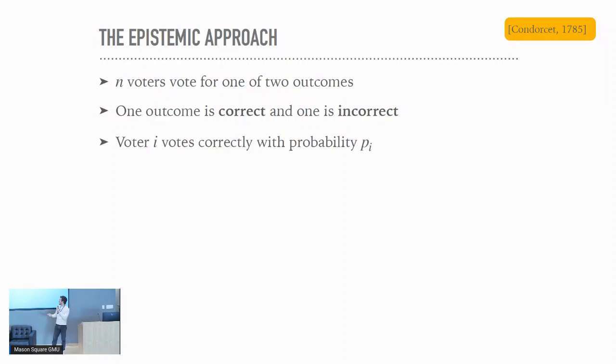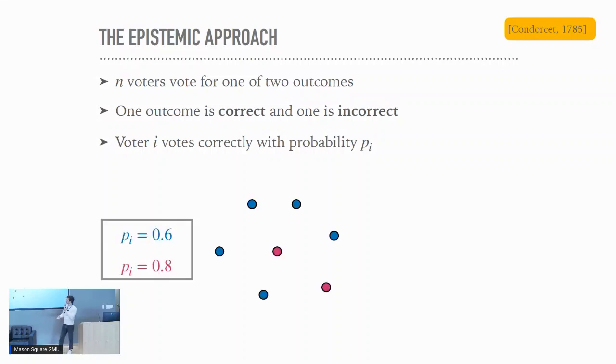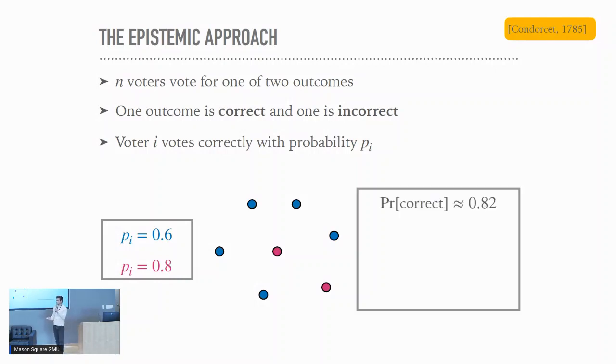The idea is that people are trying to figure out the right answer and they might sometimes make a mistake. So with some fixed probability, hopefully above a half, they vote for the correct thing, and otherwise they vote incorrectly. Just to give you an idea how this works, say we have this society of 7 people. Let's say these blue people are voting correctly with probability 0.6, and the purplish people with probability 0.8.